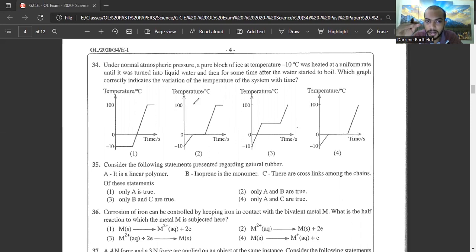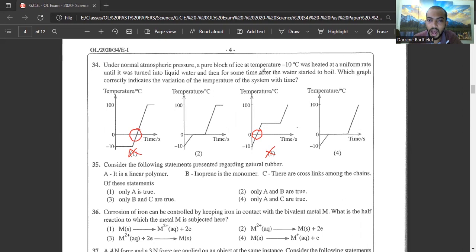So at the melting point, latent heat is absorbed by the ice. In latent heat, there is no temperature change, but it takes some amount of heat to convert from solid to liquid, right? So the first answer is wrong because there is a rise in temperature at 0. The third one is also wrong. When you take 2 and 4, right?